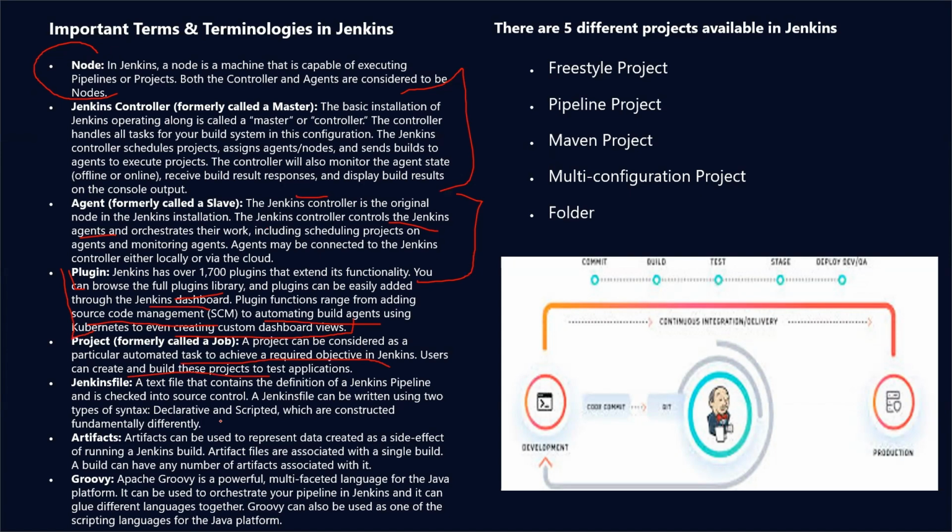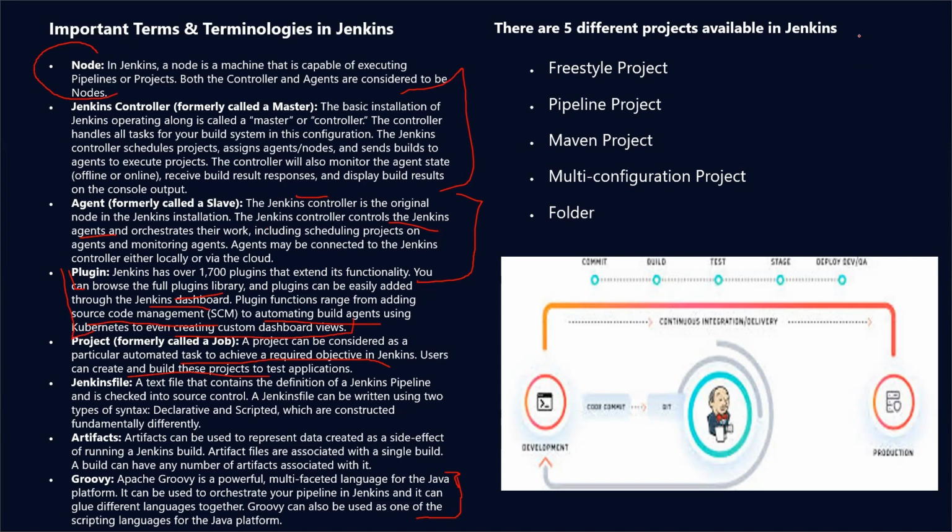What is Groovy? Apache Groovy is a powerful multi-faceted language for the Java platform. It can be used to orchestrate your pipeline in Jenkins. It can glue different languages together. Groovy can also be used as one of the scripting languages for the Java platform. So Groovy specifically we use for Jenkins for the scripting purpose. Like declarative pipeline, I told you, whatever we write, the format is Groovy format. So if you want to write a proper Jenkins file, or a very beautiful structured Jenkins pipeline, you should understand Groovy scripting.